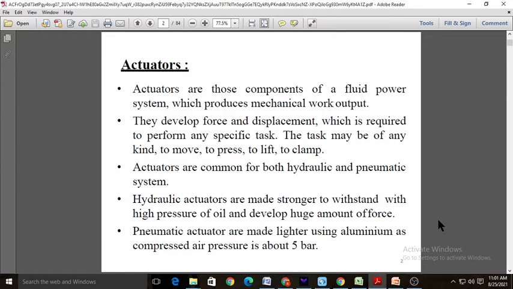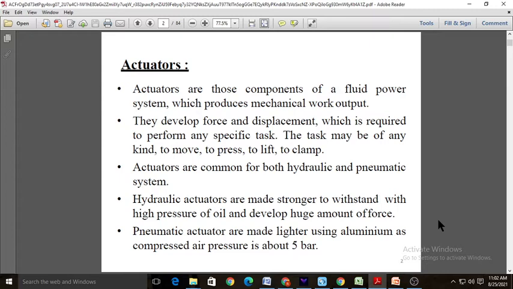Actuators are those components of a fluid power system which produce the mechanical work output. They develop the force and displacement required to perform any specific task. The task may be of any kind: to move, to press, to lift or to clamp. All these are activities that can be performed by the actuator.